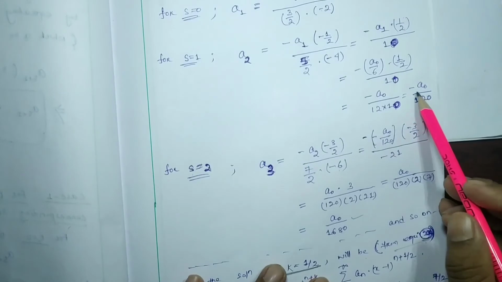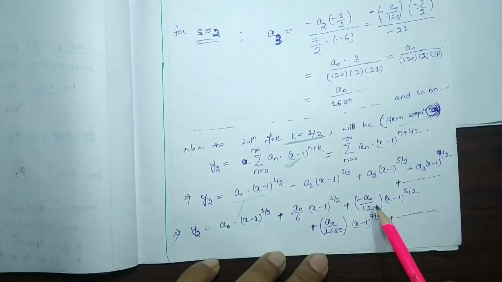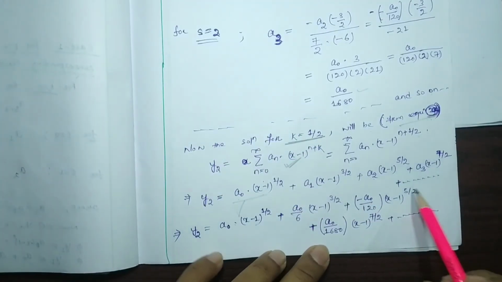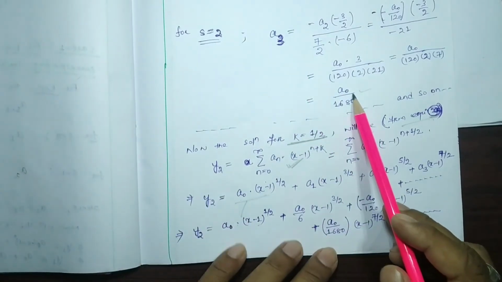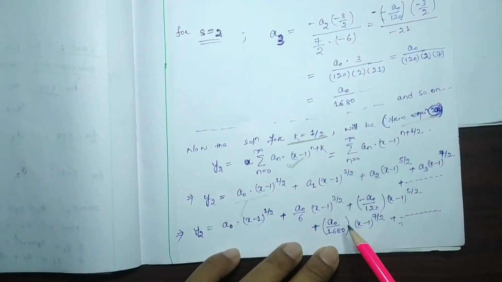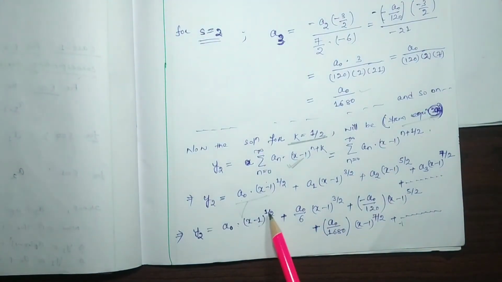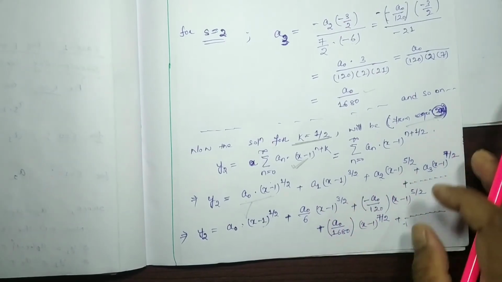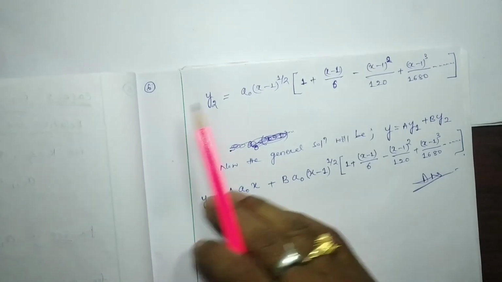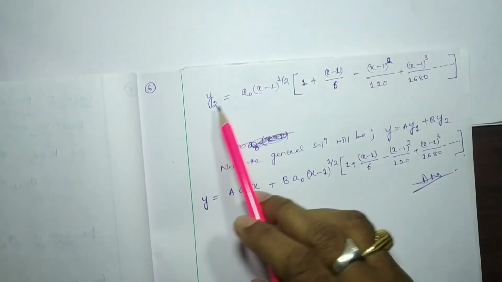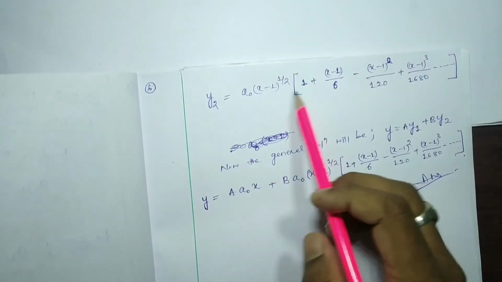a2 is nothing but minus a0 by 120, minus a0 by 120 (x minus 1) to the power 5 by 2. a3 is how much? a0 by 1680, a0 by 1680, (x minus 1) to the power 7 by 2. Now here a0 and (x minus 1) to the power 1 by 2 can be taken outside. What are we going to get? See, if we take a0 (x minus 1) to the power 1 by 2 outside, the first term will be equal to 1.